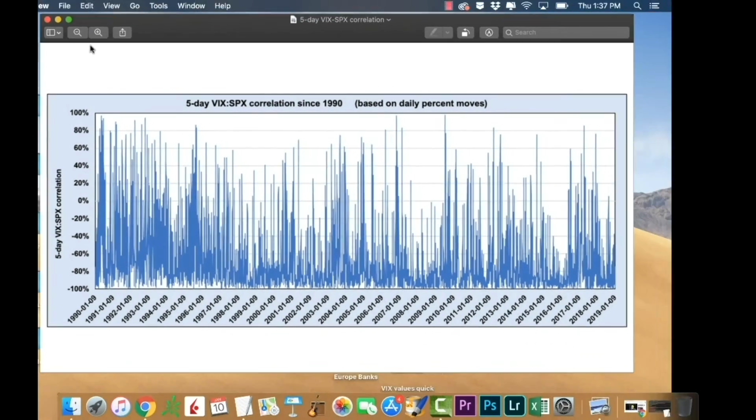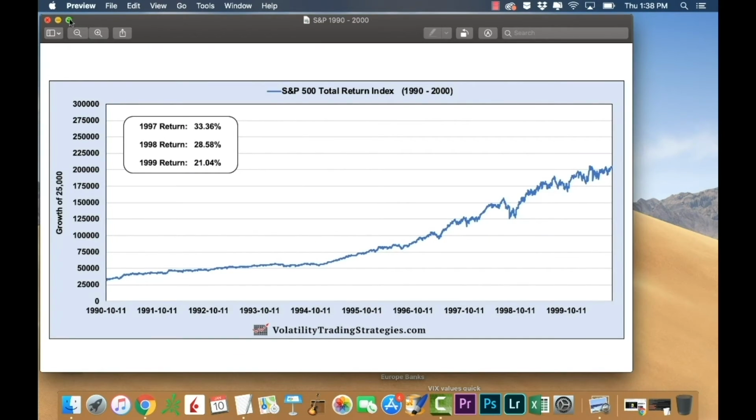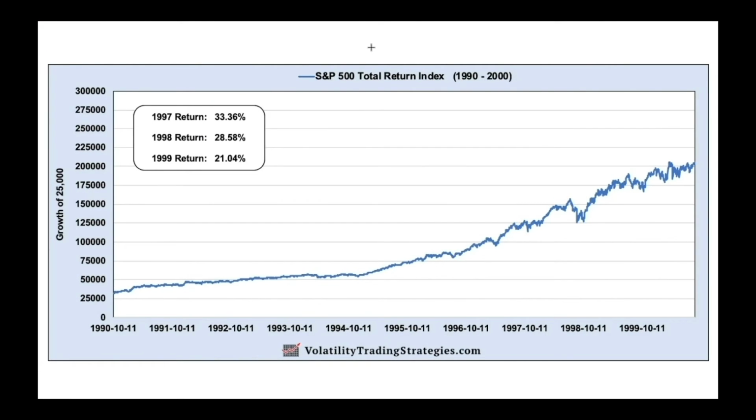One of the more pronounced examples of this that I like to show people is back in the late 90s, when the S&P 500 was raging higher. This is the dot-com boom, where pretty much everything was going straight up. You can see the performance here: 1997 up 33%, 98 it was up 28, 1999 it was up 21%. Very consistent, very strong performance.